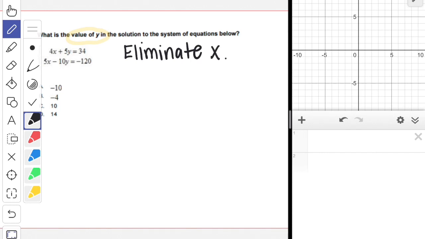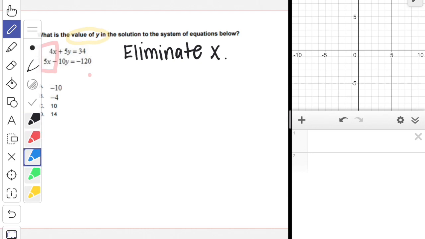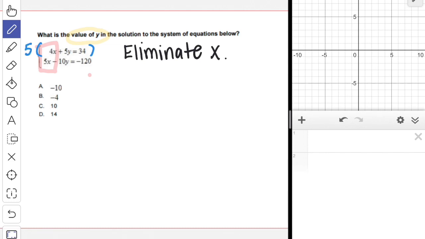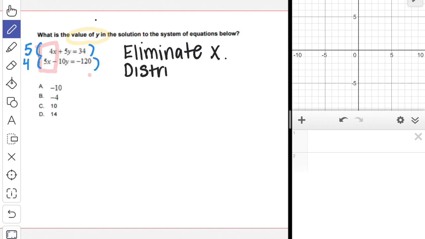Okay, so in looking at this example, I can see that if I want to eliminate x, then I have a 4 and a 5. Obviously I can't turn a 4 into a 5 and a 5 into a 4, but what I can do is turn each of these into 20. So I can multiply the top equation by 5, because 5 times 4 is going to give me 20, and multiply the bottom equation by 4, and again 4 times 5 is 20. So I'm going to distribute.